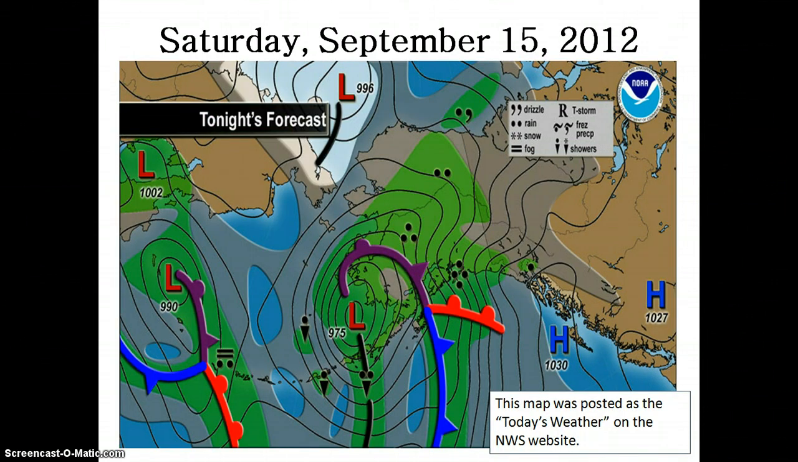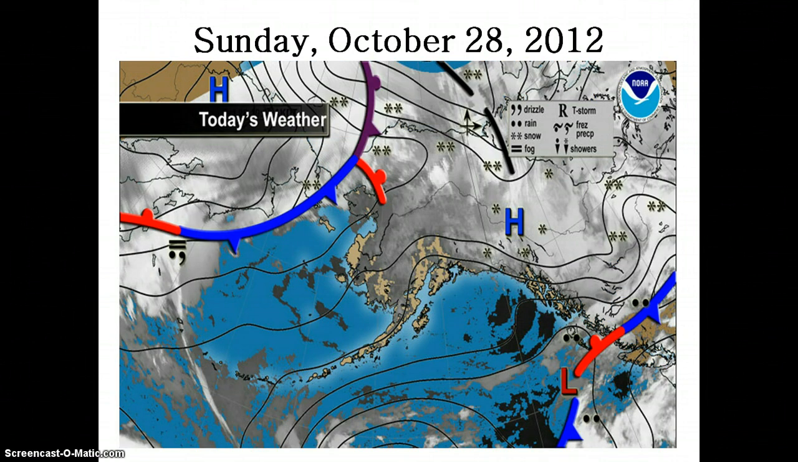And then for the 15th, again, mostly cloudy weather over the Kodiak region with a low pressure system over to the southwest of Alaska. And then again, the same sort of trend that we had talked about for October 28th. The Kodiak and south central region of Alaska is somewhat clear. There's a little bit of scattered cloud, but it's mostly clear.